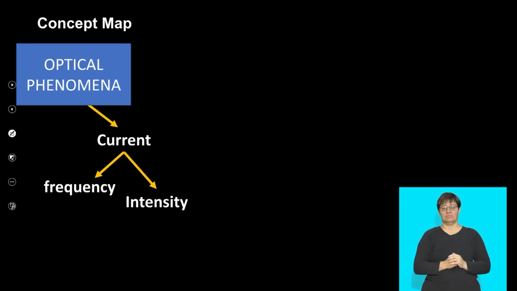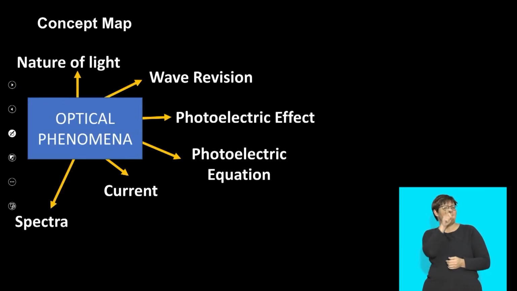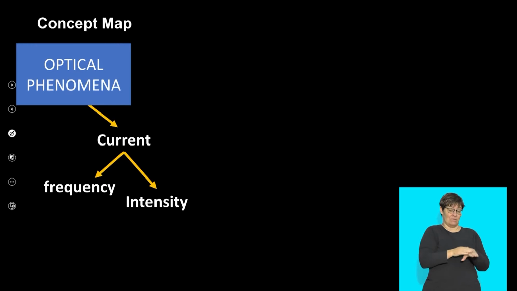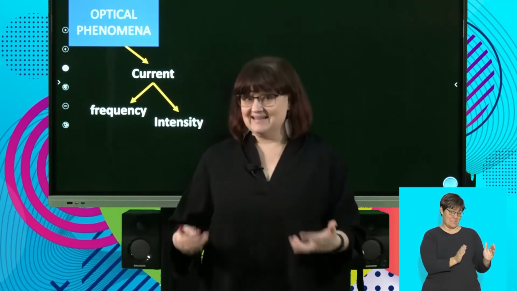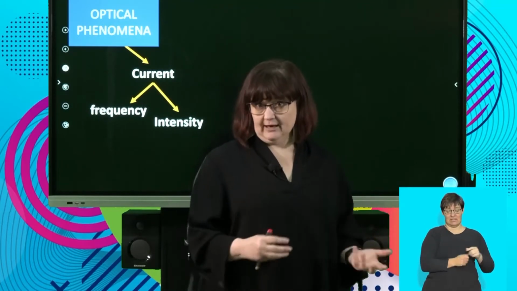Okay? We then also need to discuss how intensity changes current. So both frequency and intensity, intensity means how bright it is, both of those affect the amount of current we get. Because what we need to remember is that current is the rate of flow of charge. So when we talk about measuring current, we're going, how many electrons are going to be moving per unit time period? That gives us our current, okay?